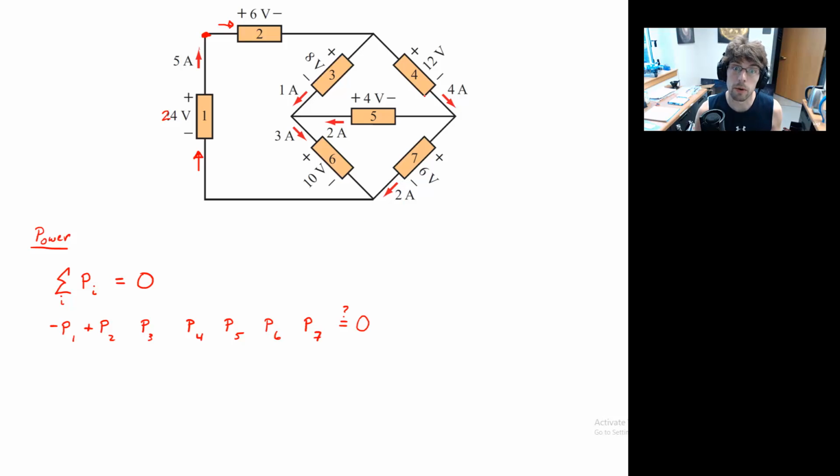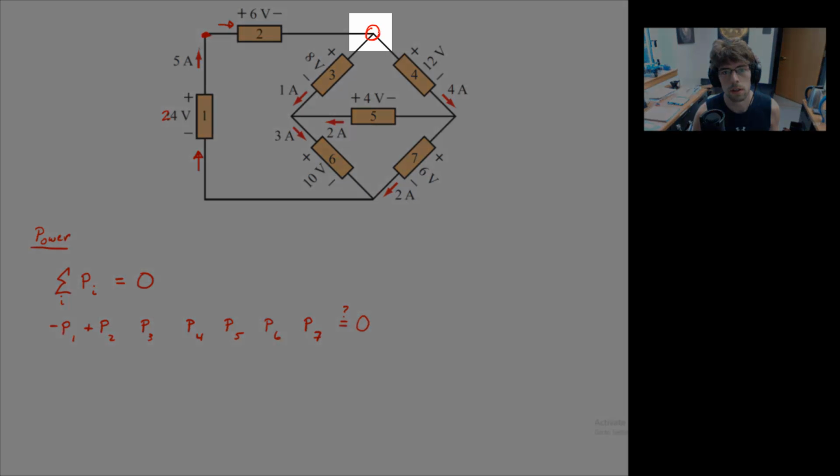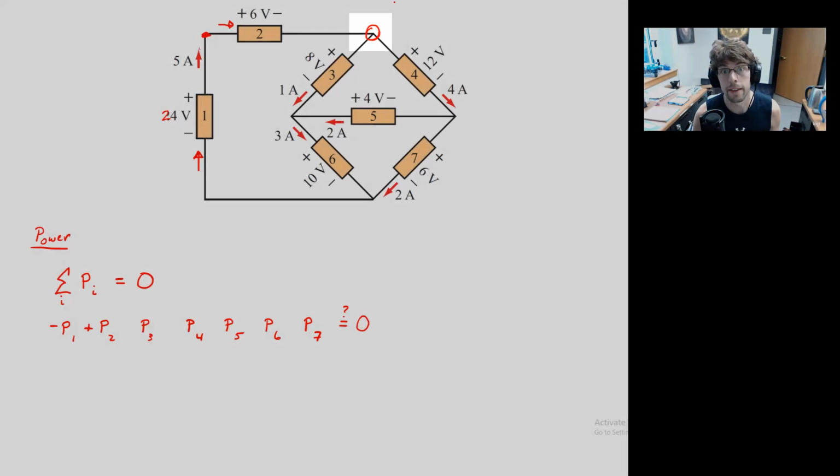And now we keep going, keep going, keep going. Uh-oh, now we have this node, and I've circled it. That is an essential node. You notice there's more than 2 wires coming from this junction, for lack of a better word. So that one right there is an essential node. So we have a split in the current, if you will.